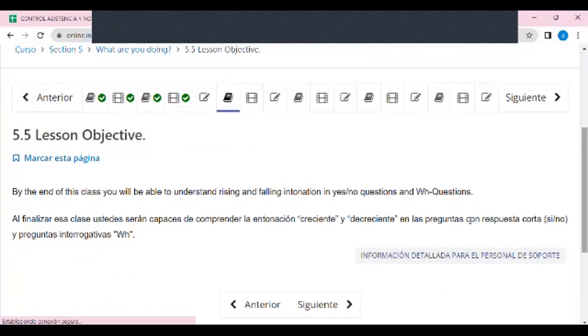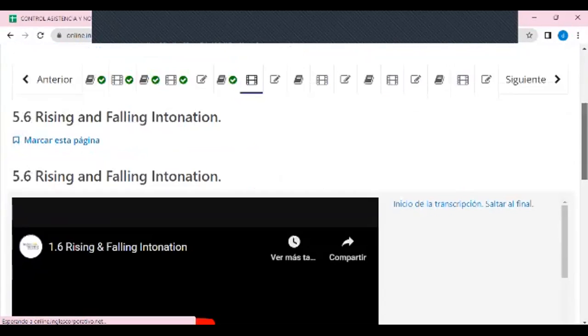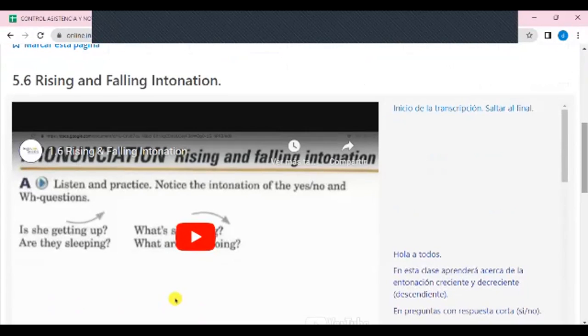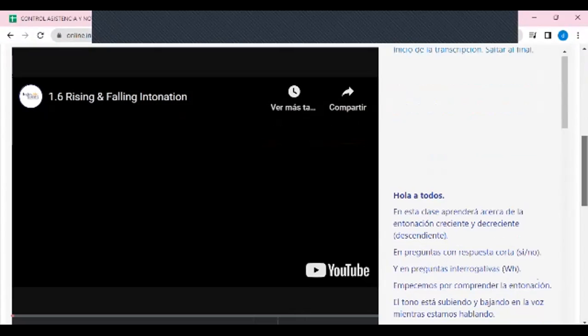Vamos a hacer la introducción a WH questions, rising and falling intonation. Unas preguntas en inglés llevan un rising intonation, que la entonación va hacia arriba, por hacer la pregunta, right? Y hay otras que la entonación va hacia abajo. La entonación, intonation, is very important. Please check this video out.